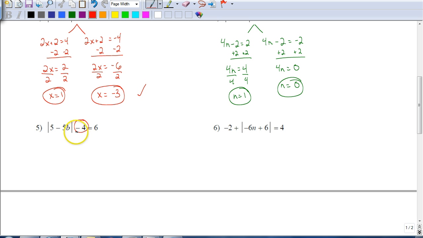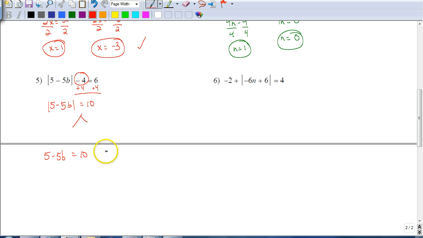So I'm going to add 4 to both sides here. So now this is still the absolute value of 5 minus 5b. This time it equals 10. So now I'm going to set up my 2 equations. I'm going to write this on the next page here. It would be 5 minus 5b could equal 10, or 5 minus 5b could equal negative 10.